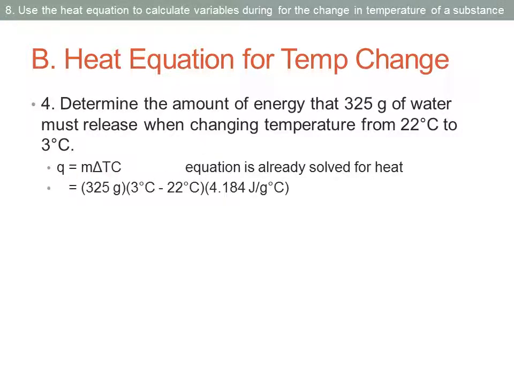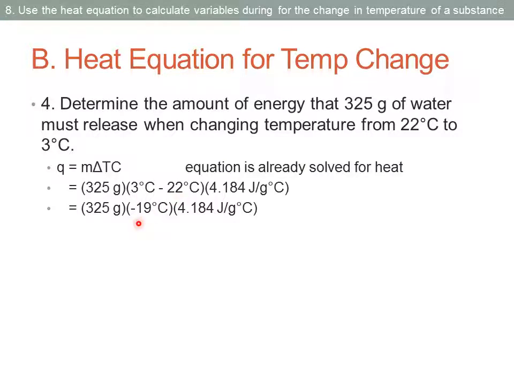I'm going to substitute in values here. We have 325 grams for the mass. Again, delta T, that is the final minus the initial temperature. So notice here, the final temperature of 3 degrees Celsius is lower than the initial temperature of 22 degrees Celsius. That's fine. And then the specific heat of water is 4.184 joules per gram degree Celsius. You could also put 1 calorie per gram degree Celsius because it doesn't ask us for any particular unit of energy. When I take 3 minus 22, that gives me negative 19.